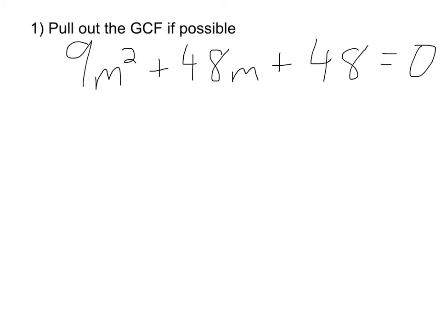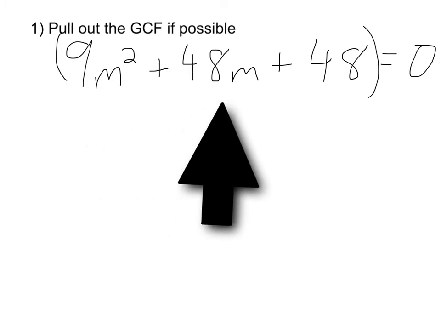Okay, so looking at this problem, 9m squared plus 48m plus 48. First thing we do is pull out the GCF, the greatest common factor, if that's possible. And that is possible. So we do that by putting our parentheses around it and getting the greatest common factor out of these three numbers here. Okay, so now when you look at these numbers, we have the 9m squared and the 48 and the 48.